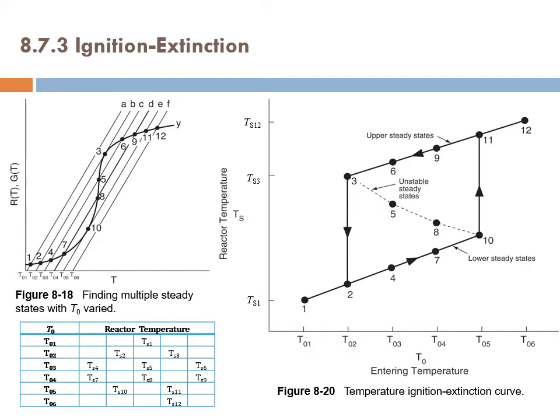So we continue doing the same for all the points, and we get this lovely figure between TS and T0. Okay, let's understand this figure in terms of operation. So let's assume we have a CSTR which is run adiabatically, and we started up the CSTR.